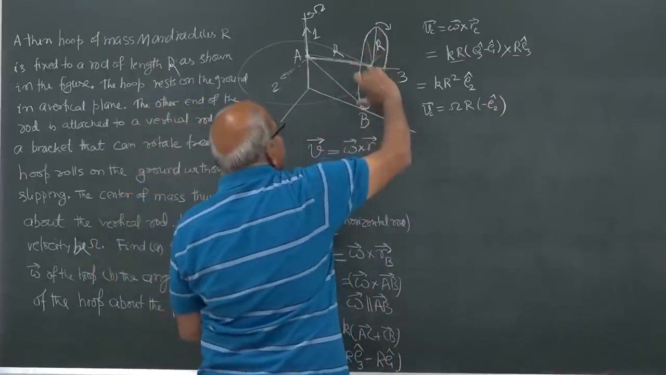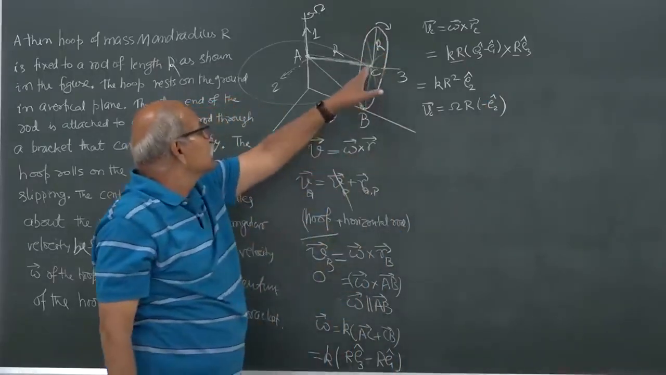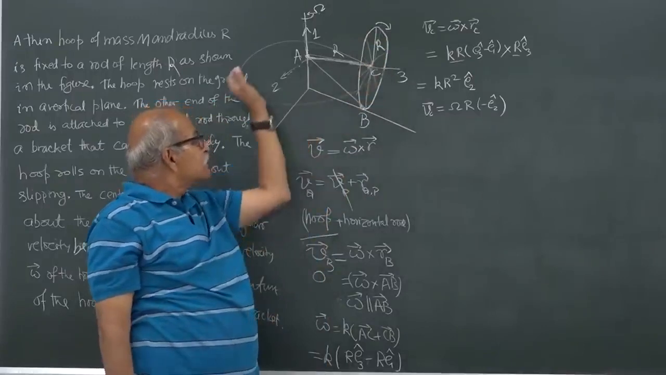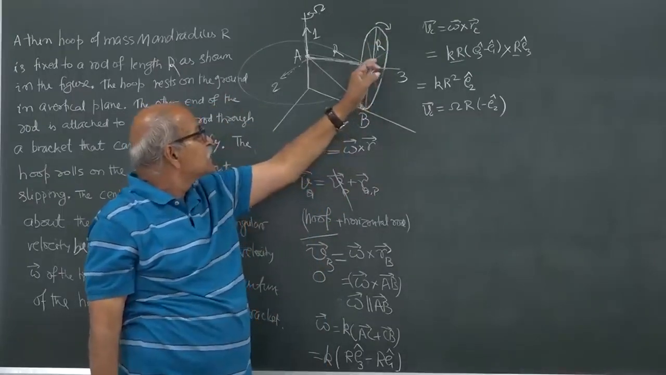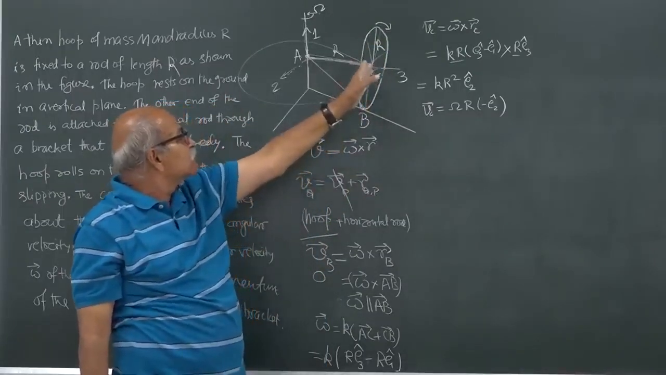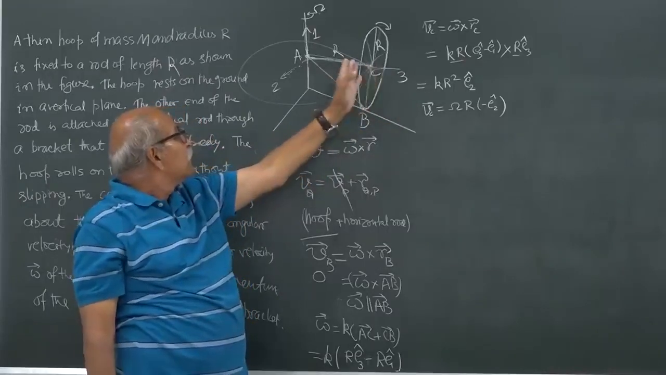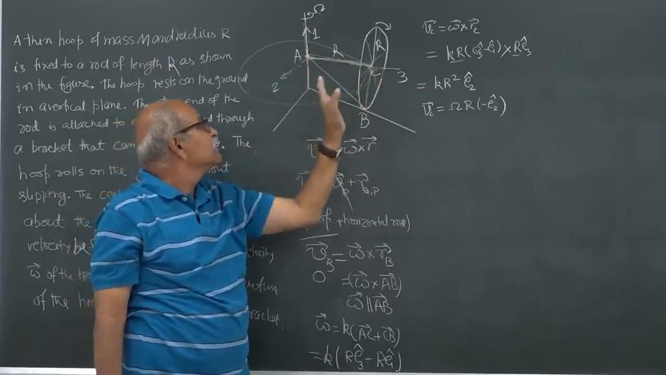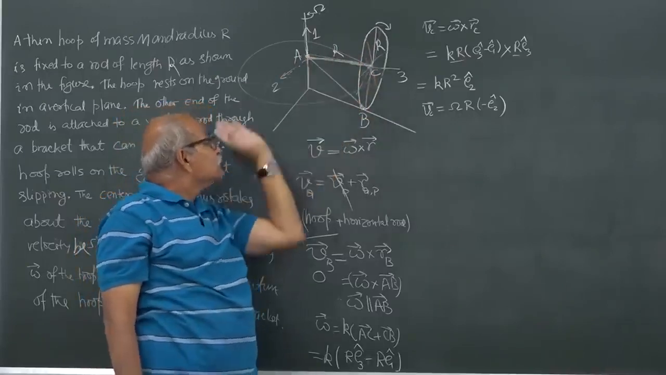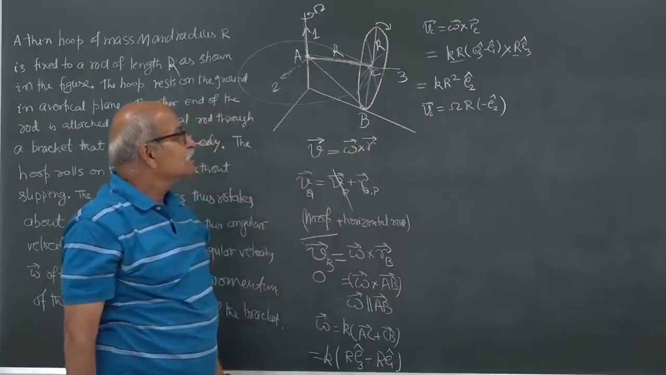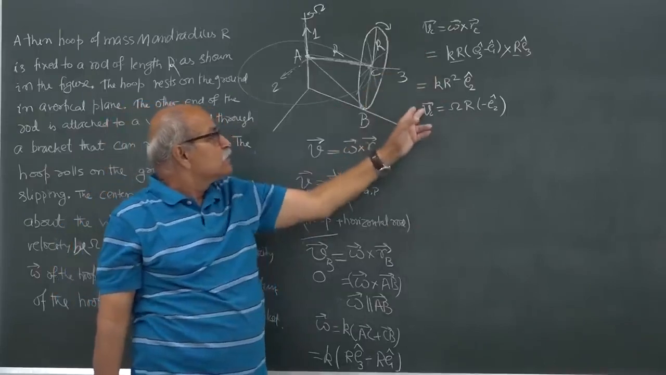If it is rolling this way, the particle is going in this direction, and therefore we can write the speed of this. The speed of this will be in minus E2 cap direction, in that direction, and 2 is in this direction. So, it is this. Now, you can compare these two Vc's.